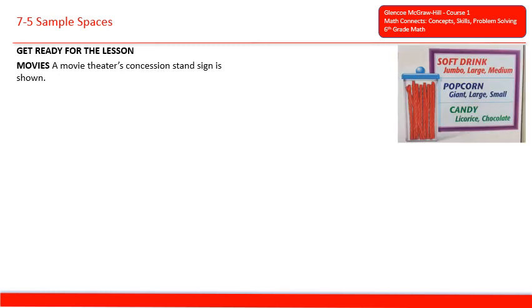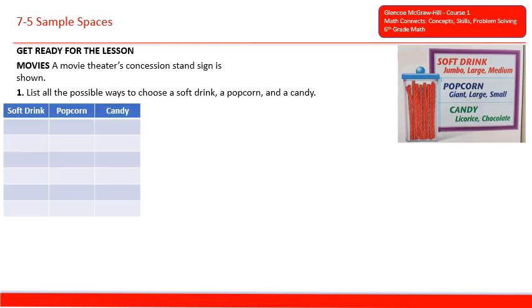A movie theater's concession stand is shown. List all the possible ways to choose a soft drink, a popcorn, and a candy. So there are 3 soft drinks, 3 popcorns, and 2 candies.